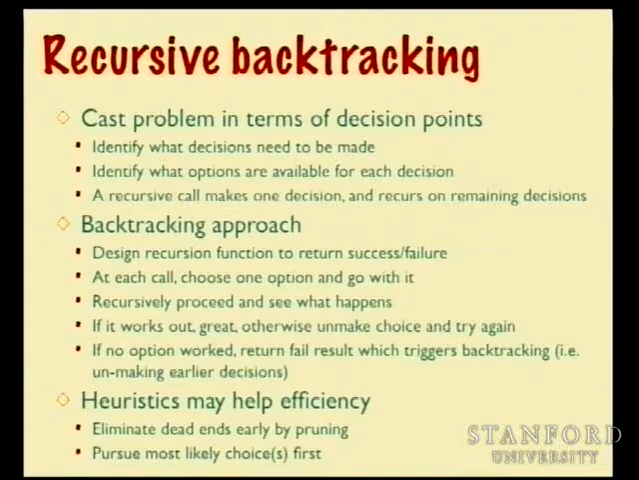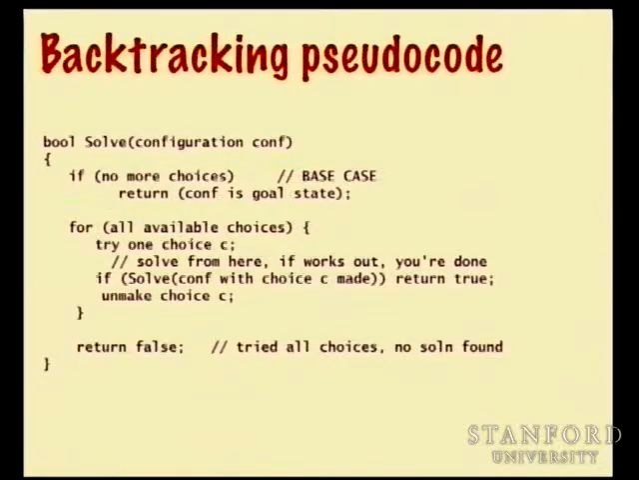So let me show you the code. I think it's going to make more sense if I do it in terms of looking at what the code looks like. This is the pseudocode, which all recursive backtrackers at their heart come down to. What I tried to be abstract about here is, what does it mean to solve a problem, and what's the configuration?